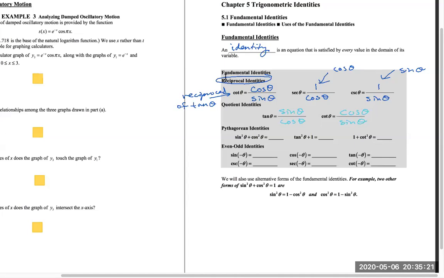Okay, so the Pythagorean identities are next.